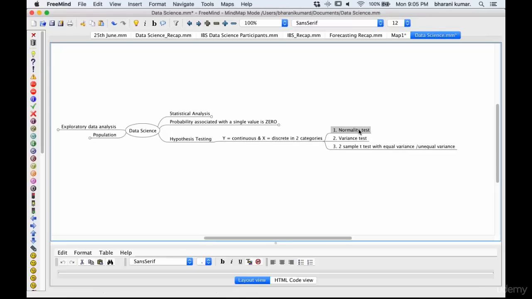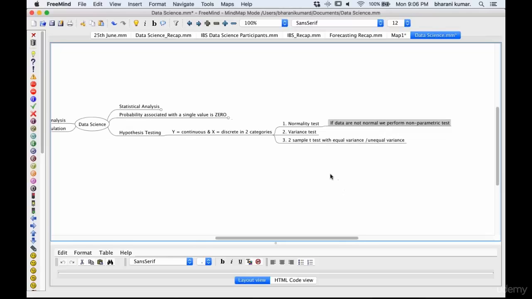And if your data are not normal, we perform non-parametric tests. What are those non-parametric tests? We will discuss later on.